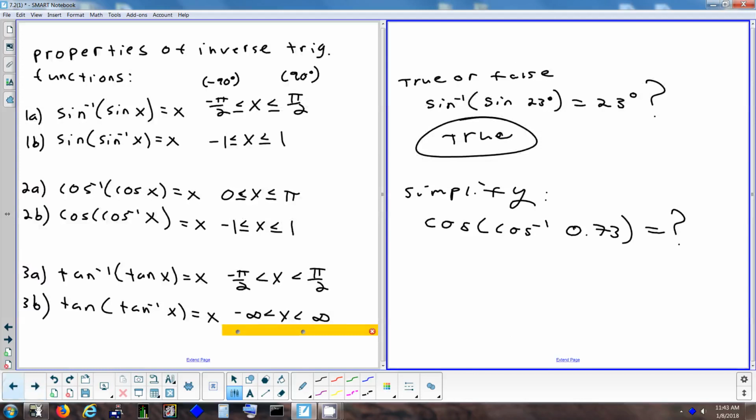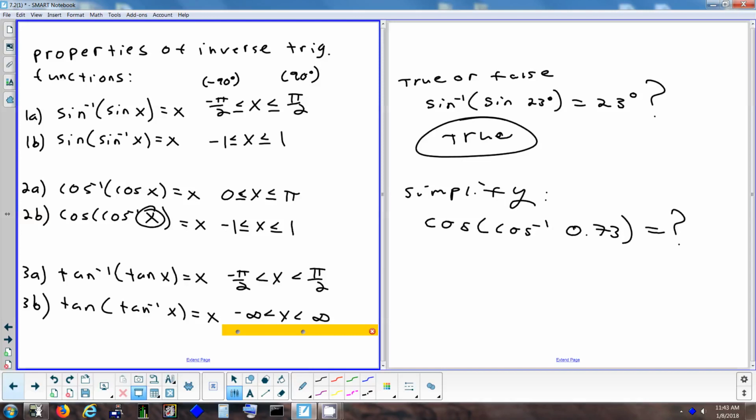Okay. Out of the 6 formulas, which one does that one look like? Yeah, it's 2b. Regular cosine on the outside, inverse on the inside. It says that our thing right here should be between negative 1 and 1. And if it is, then that thing I just circled is the answer. Is my argument between -1 and 1? So if I simplified that, what would it be? 0.73.